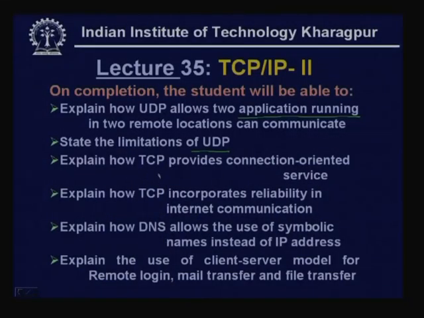Then they will be able to explain TCP, how TCP provides connection oriented service, the mechanism behind it, and they will be able to explain how TCP incorporates reliability in internet communication. Then they will be able to explain how DNS, domain name system, allows the use of symbolic names instead of IP address, which we have introduced in detail in the last lecture. The students will be also able to explain the use of client server model for remote login, mail transfer and file transfer. And this client server model is the basis of any distributed algorithms.